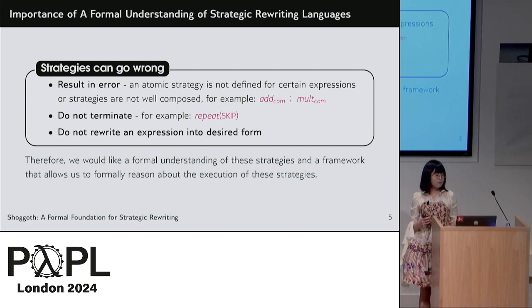It is important to have a formal understanding of these strategic rewriting languages, because they can go wrong. They can result in errors, or they might not terminate, and they might not rewrite an expression into a desired form.